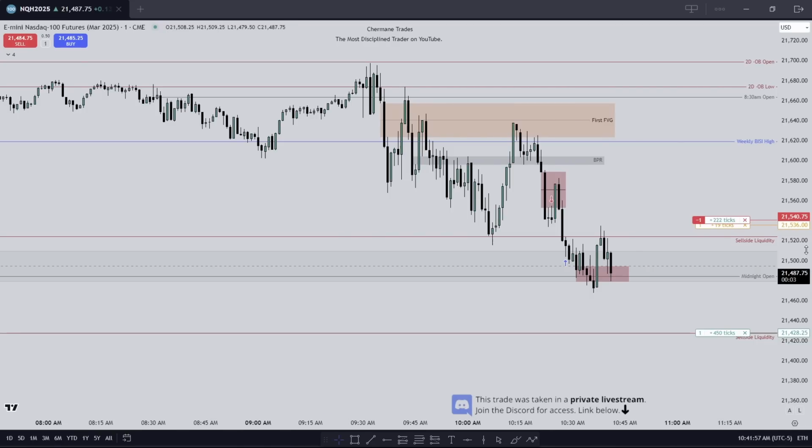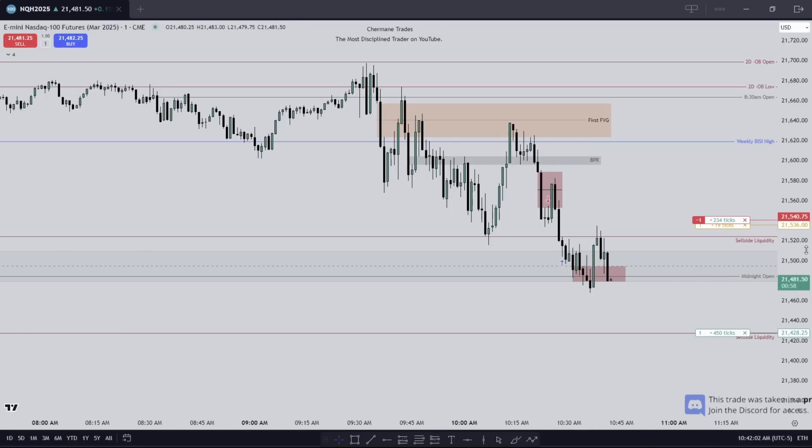Will it draw back to midnight open? I just gotta wait and see. How did you know that fair value gap would be used to go lower? Our draw was the new week opening gap.